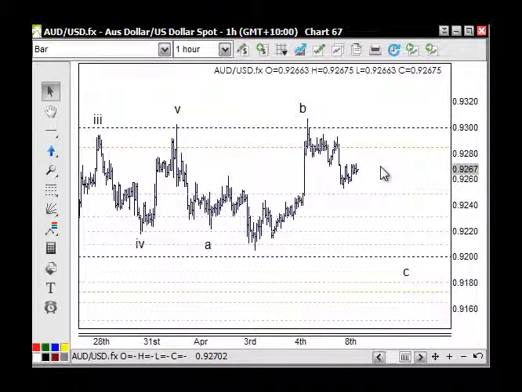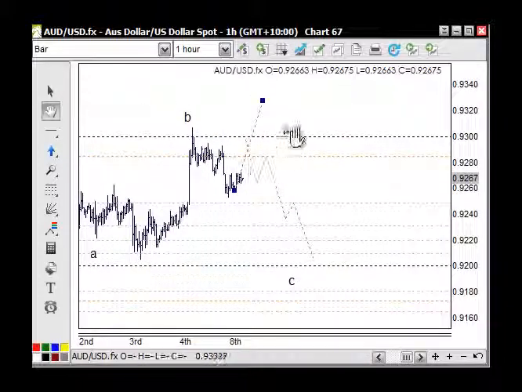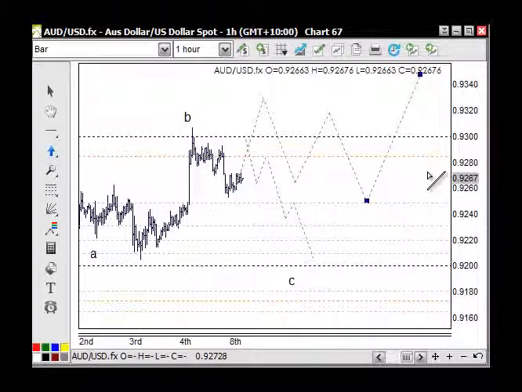So then we'd be looking for 5 waves down through here if that's the case. But as it stands, we'll be looking for a move up through to here, as we were talking about yesterday, and then the A, the B, and the C here, and then further upside here. So it's not like we're going to be missing anything.